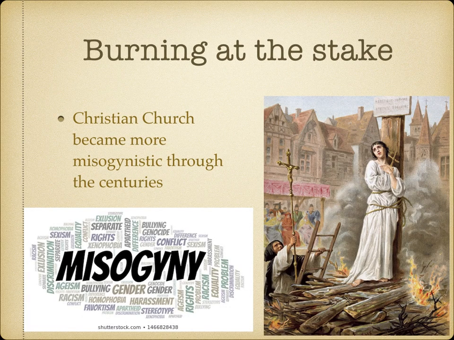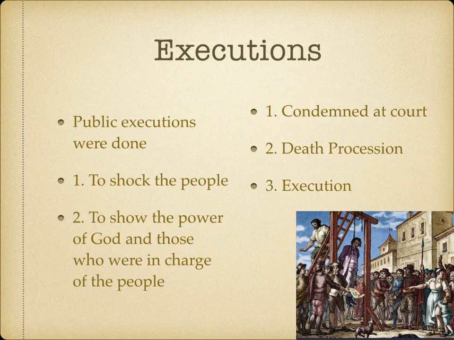We've already encountered examples of this, of people being burned at the stake, such as women being accused of using witchcraft, or Jews who had been accused of spreading the Black Death by poisoning wells. But the most common form of execution was hanging. And these hangings took place in public to act as a shock to other people. The criminal would first be condemned at court, and then there was the death procession, which was the walk that they would go on to the place of execution, and then the execution itself.